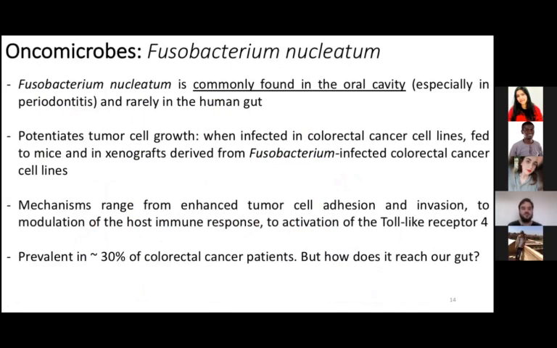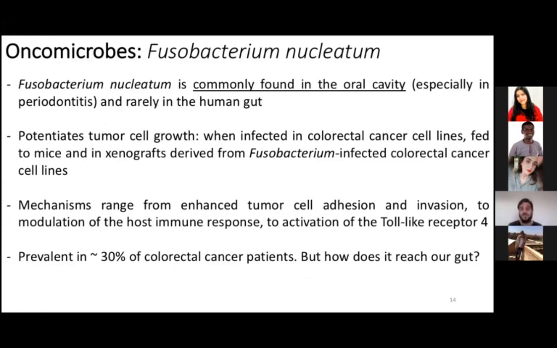So I'll talk to you a little bit about one of the first identified, one of the strongest cases where we see a causal relationship between a particular bacterial species and the development of colorectal cancer, which is Fusobacterium nucleatum. This is a species that is commonly found in the oral cavity, more commonly found in periodontitis, and it's rarely found in the human gut microbiome.